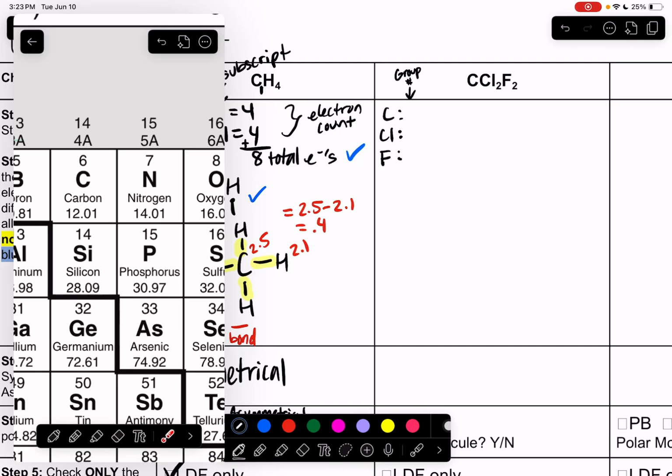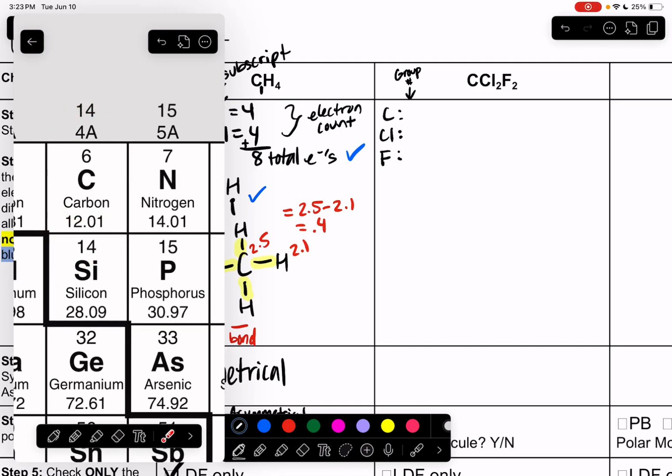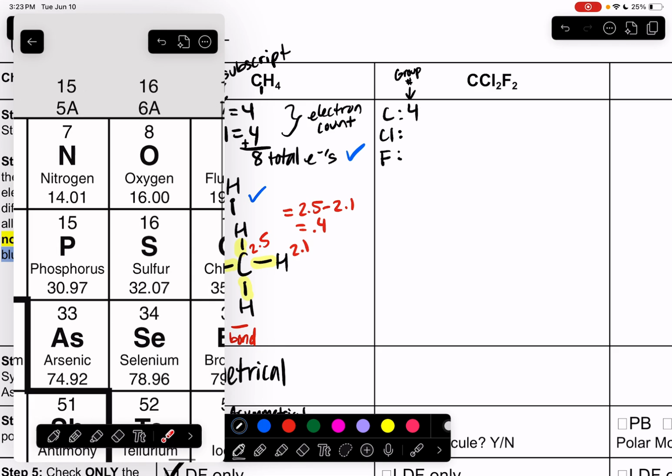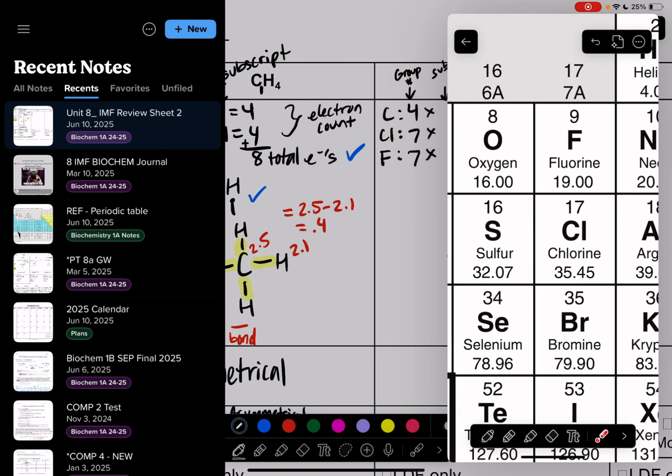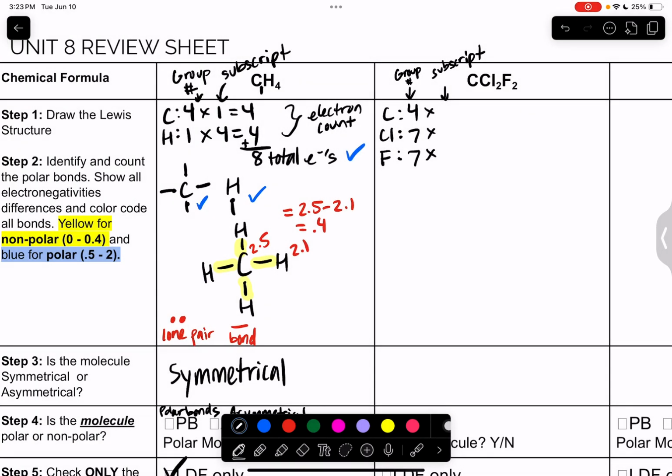So carbon is in group 4, so I'm going to write 4. Chlorine is here in group 7, so I'm going to write 7. And then fluorine is also in group 7, so I'm going to write 7. And then we're going to be multiplying by the subscript, which is given to us in the chemical formula. And again, if you do not see a number, it is never 0, it's always 1. So that means I have 1 carbon, I have 2 chlorines, and I have 2 fluorines.